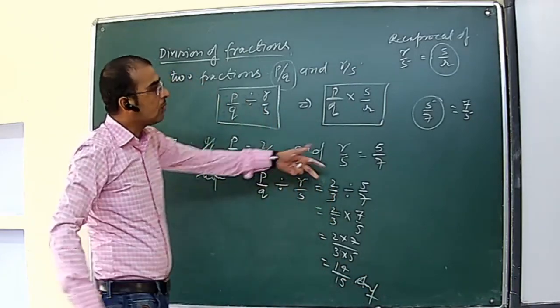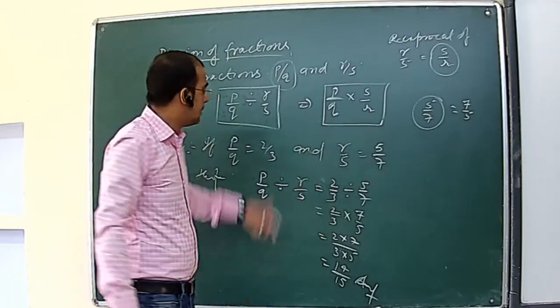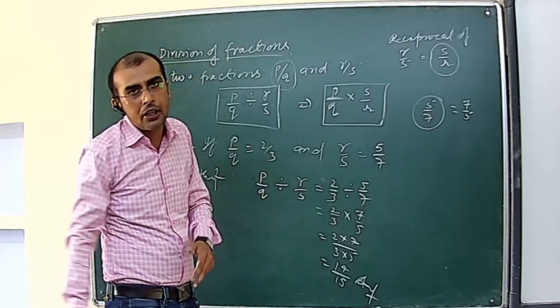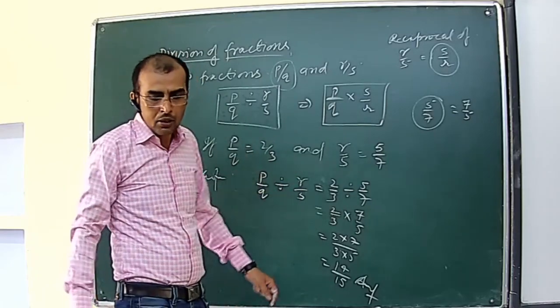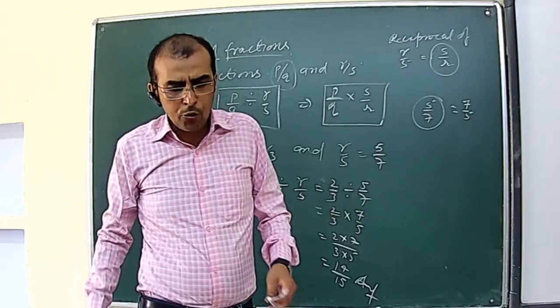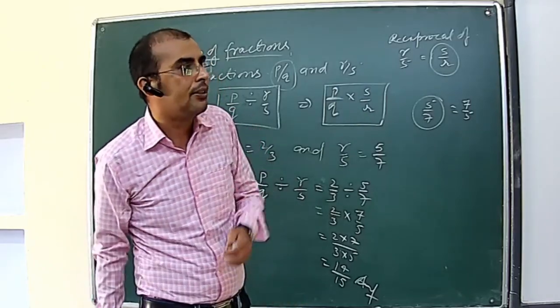So you have to solve like this. This is the division of two fractions. We can also get more than 2 fractions, but here simply 2 fractions are given. So I am going to start exercise 2.3.